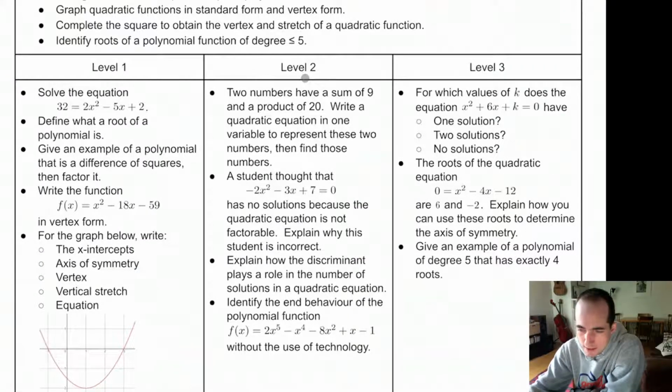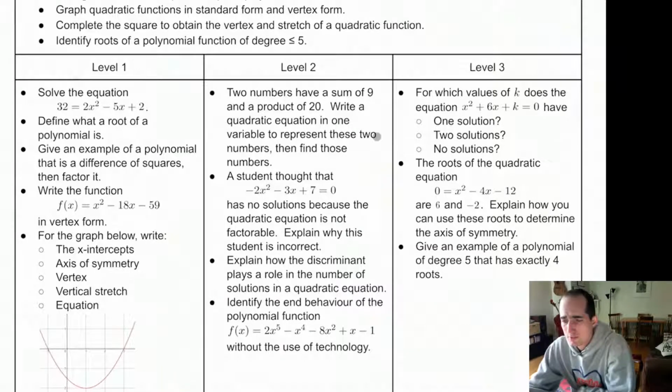Level 2 is maybe some word problems. This one has an error in it. So are you able to explain where the student went wrong? Here's where you might apply a definition, right? So tell me, how does the discriminant play a role in the number of solutions in a quadratic equation? Okay, and then identifying the end behavior. So this is more of a challenging type of problem.